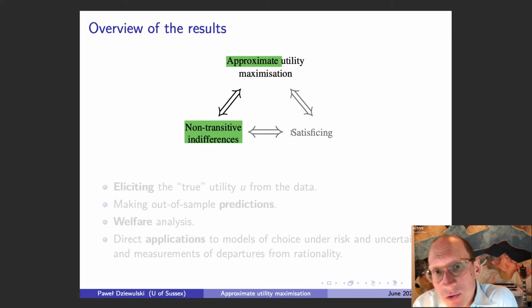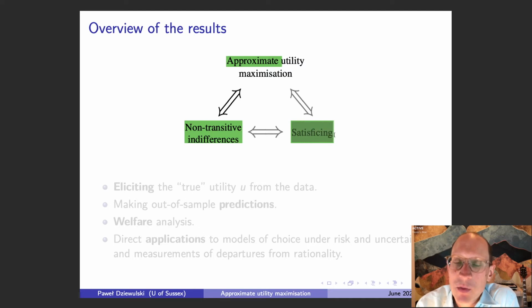What is also true, we get it for free, but I will not be mentioning this in this presentation, is that it's also equivalent to the very classical notion of satisficing, which is nothing else but choosing an option that is good enough in some well-defined sense. Again, I won't be talking about this. I'll just be focusing on this one equivalence between approximate utility maximization and non-transitive indifferences, just trying to explain what I really mean by approximate utility maximization.